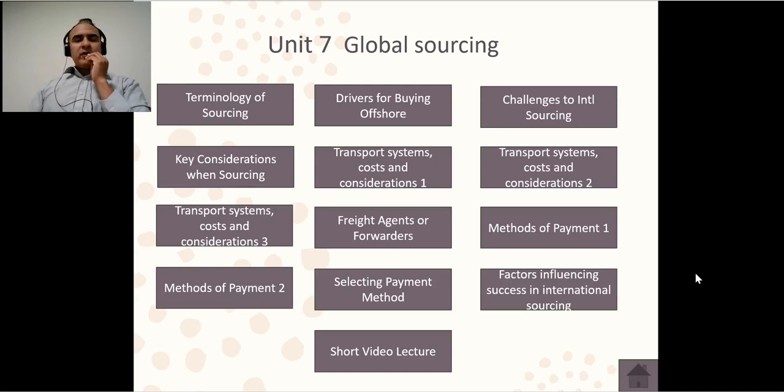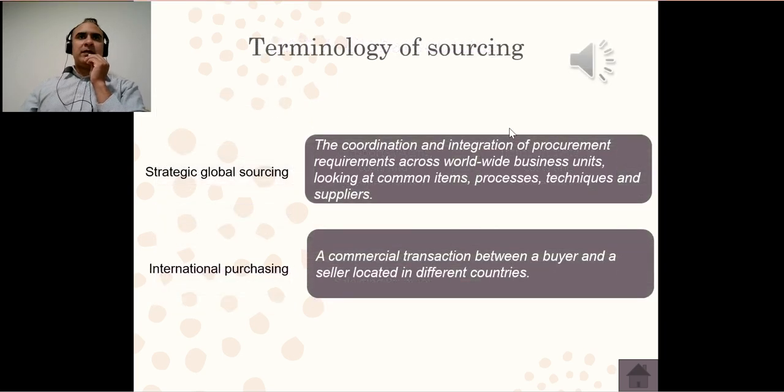So, welcome everybody to Supply Chain Management Unit number 7, Global Sourcing. In this unit, we're going to be talking about purchasing things from abroad. Let's first of all look at the terminology of sourcing.